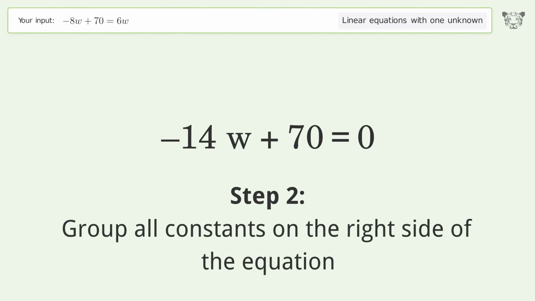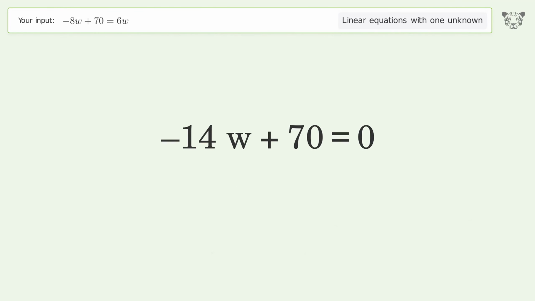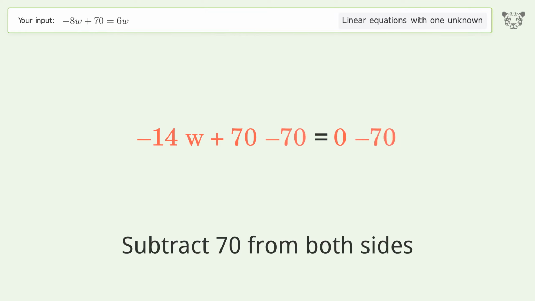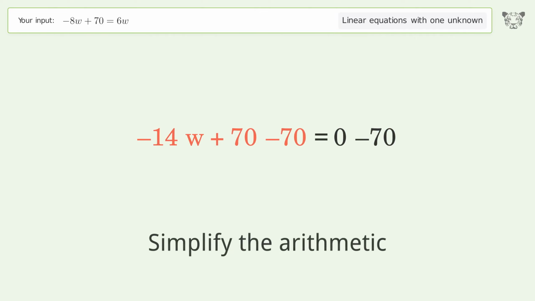Group all constants on the right side of the equation. Subtract 70 from both sides. Simplify the arithmetic.